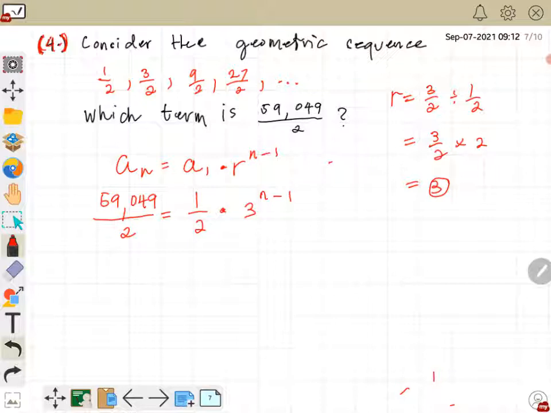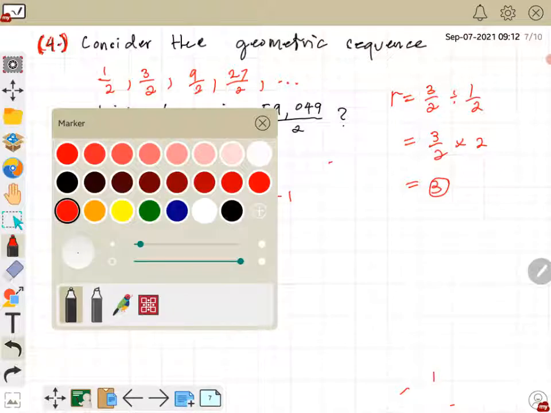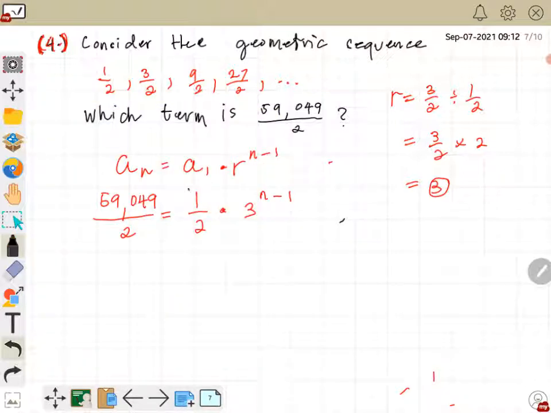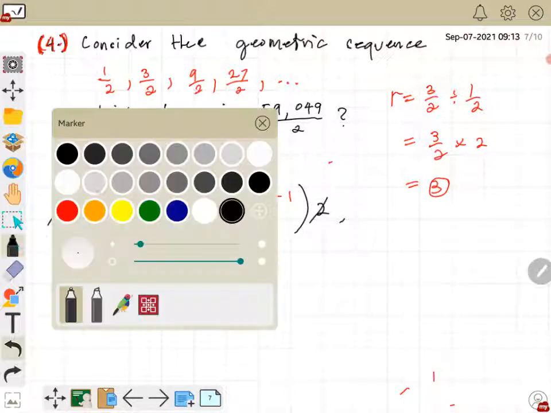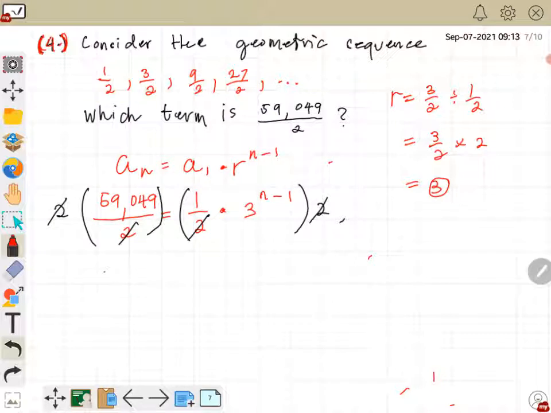So here, the idea is we can multiply both sides by 2. So that 1/2 we can get from. So this is now cancelled out. This is now cancelled out. So we are left with 59,049 equals 3 raised to n minus 1.